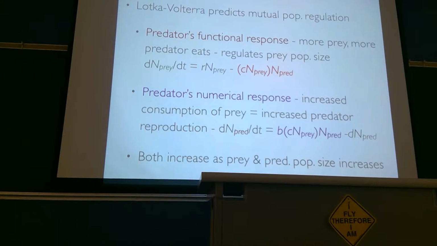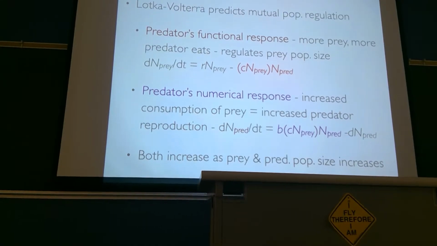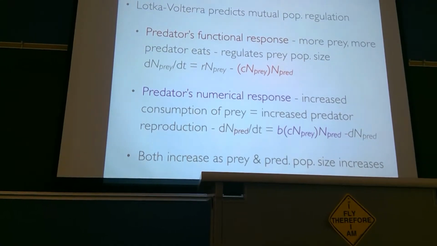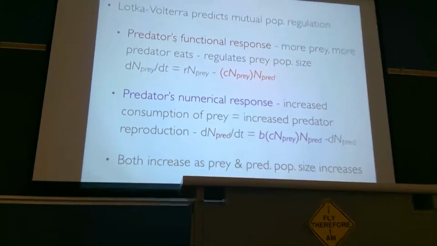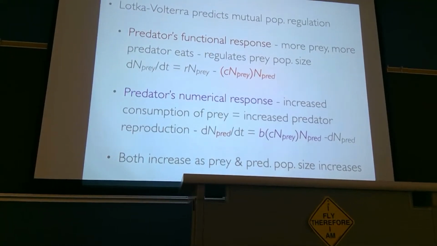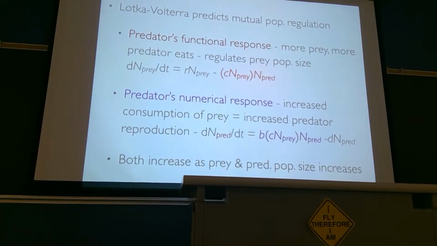Both of these things increase and should increase as prey and predator population sizes increase. But again, we're going to see that particularly the functional response of predators is not always linear. It doesn't always have this direct relationship, as you might think.